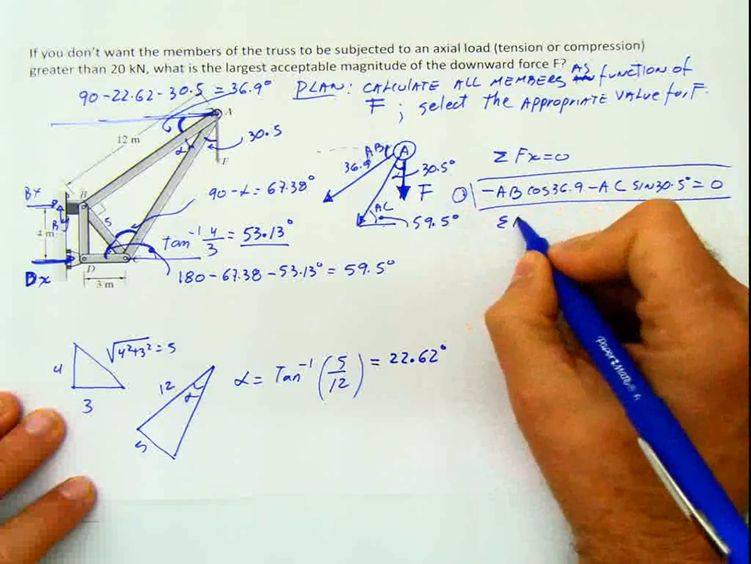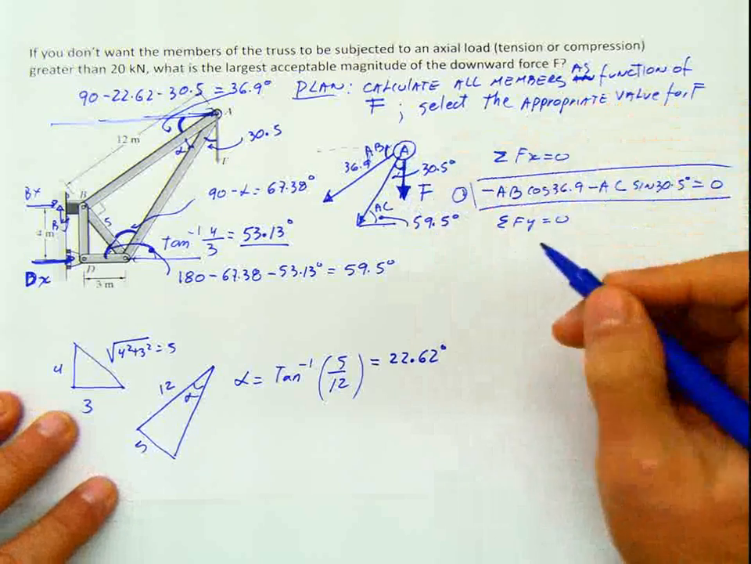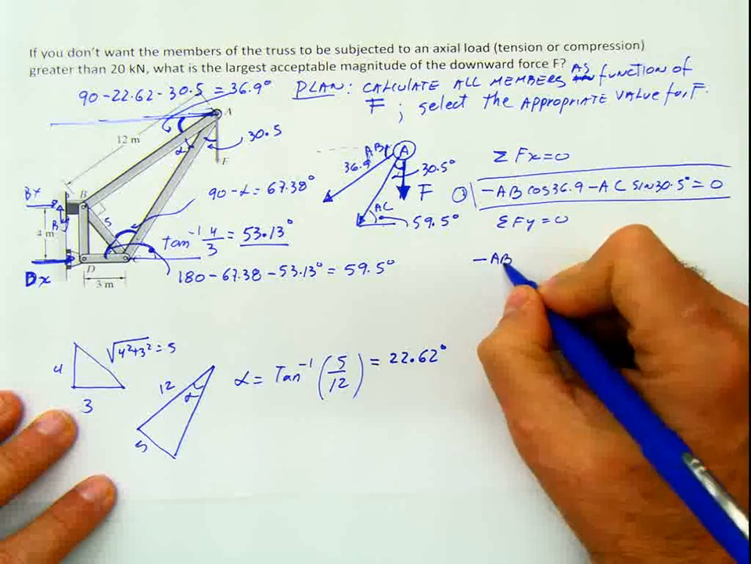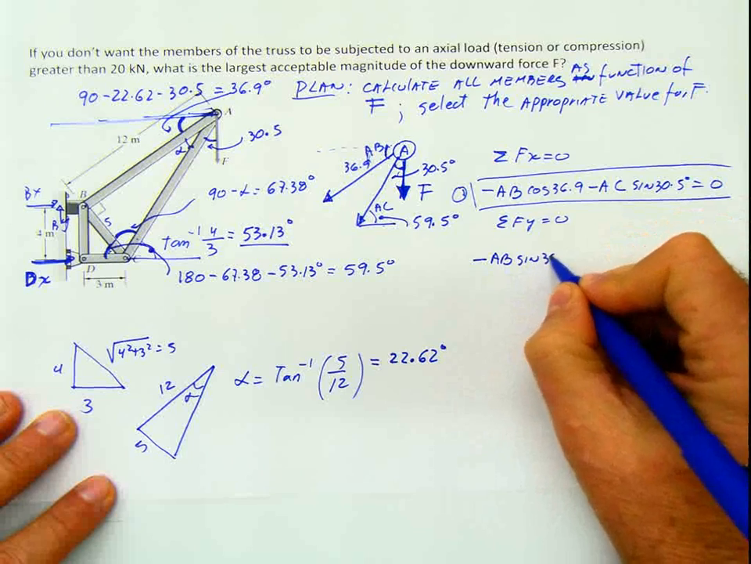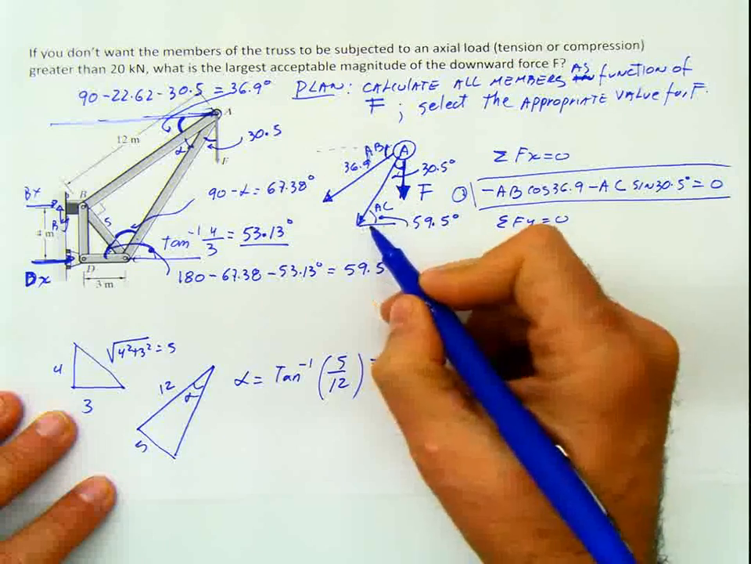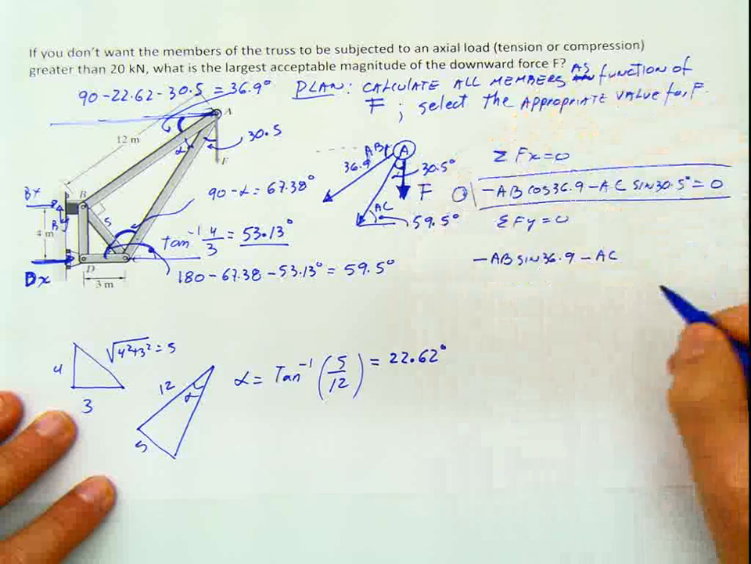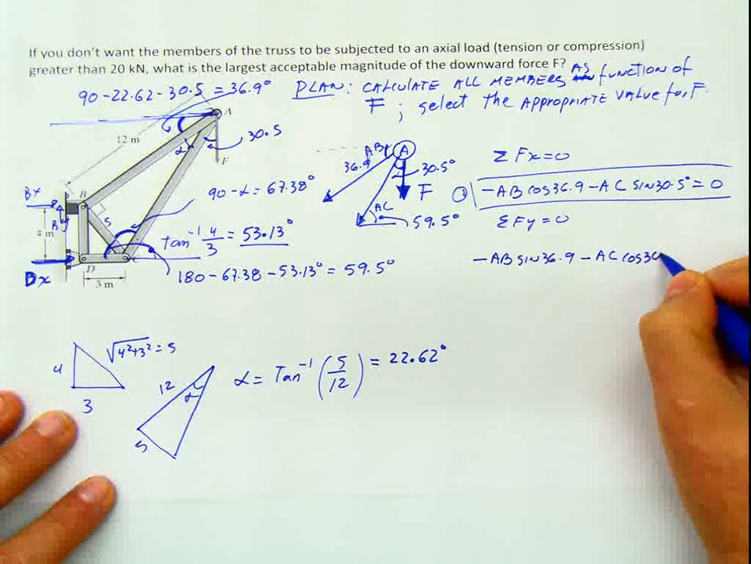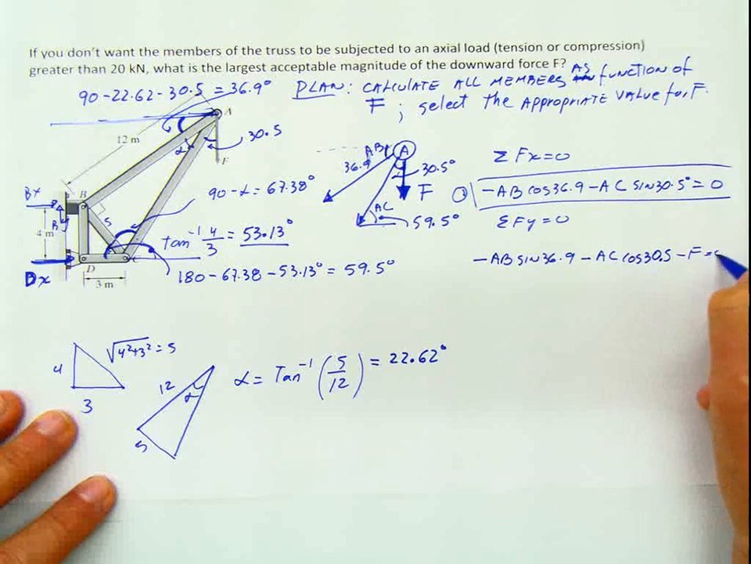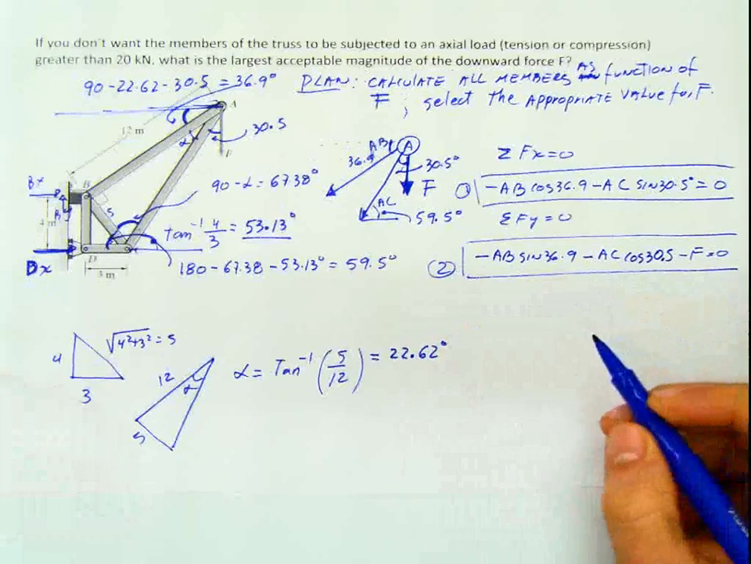And if I do summation of forces in Y equals 0, in this direction, then I get negative AB sine 36.9, because it's this one that I'm looking for. Same with this one, negative AC, now cosine 30.5 minus F equals 0. And this is my equation number 2. And you have to solve this system.